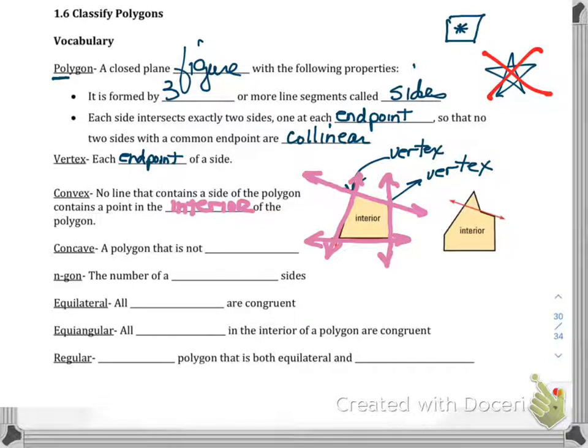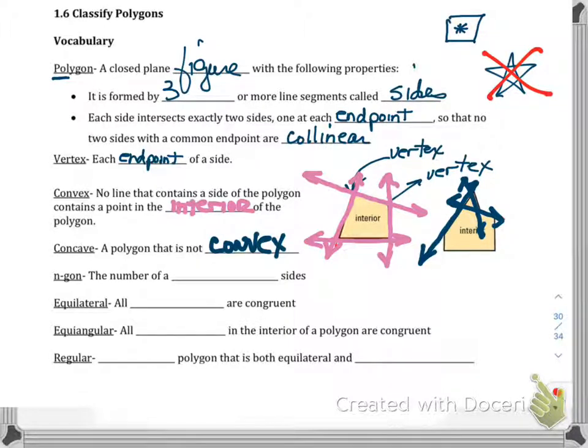Okay, let's change to blue. A concave polygon is a polygon that is not convex. Okay, well that's easy enough. So let's do this. Here is a concave. If I extend this line, I'm okay. But once I extend this line, you see how this one's going inside? And you see how this one's going inside? So it's inside the cave. Okay, it is concave.